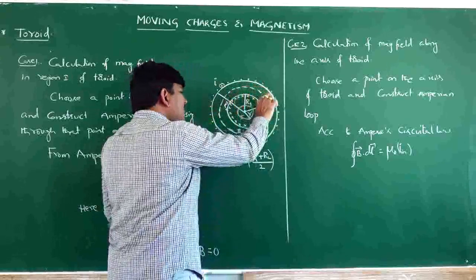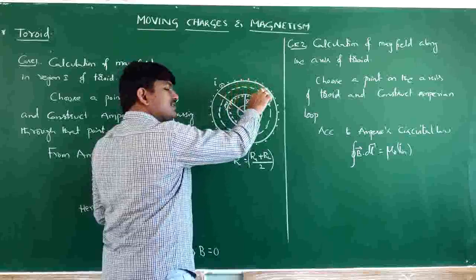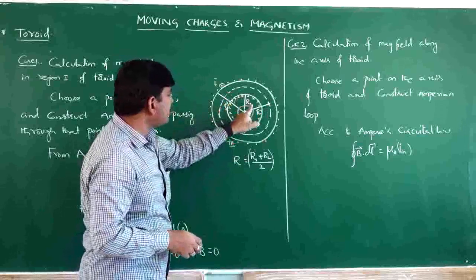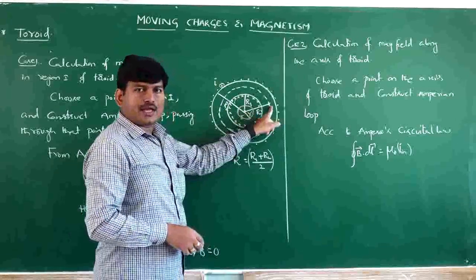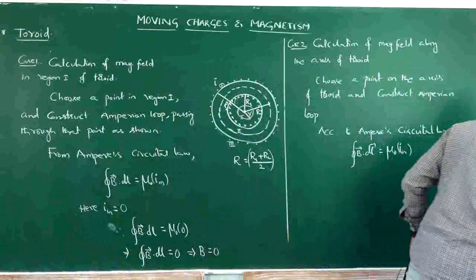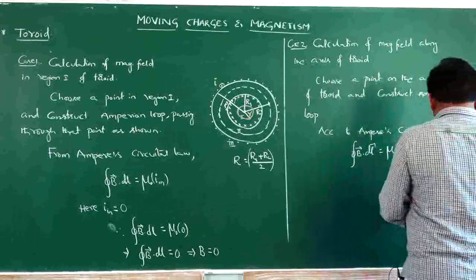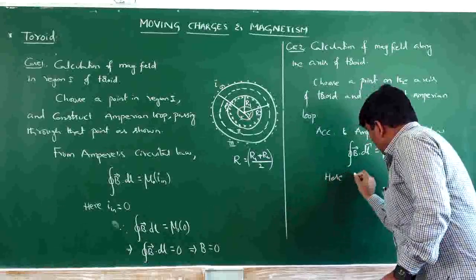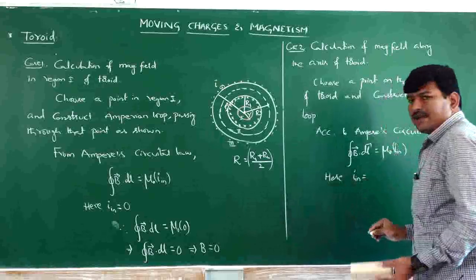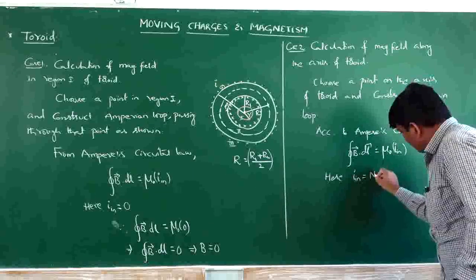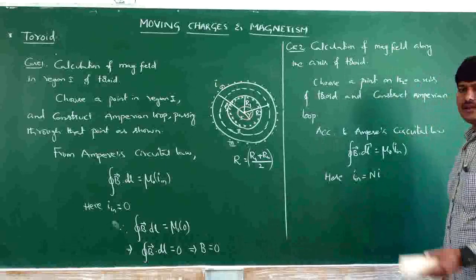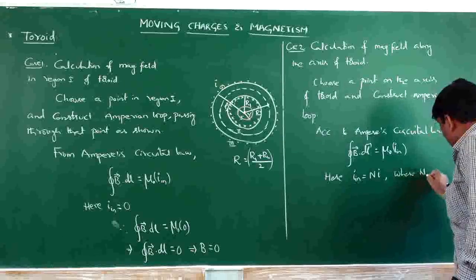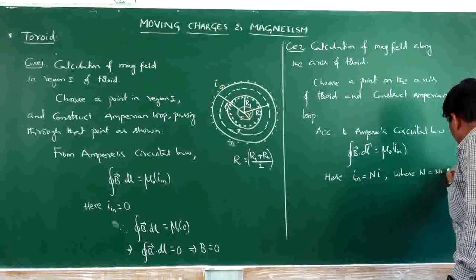What is the length of this Amperian loop? The length of this Amperian loop is nothing but its circumference. The circumference of this Amperian loop is 2 pi into capital R. Now, I inside is nothing but what? Here, I inside is equal to, let me choose capital N, the number of turns into the current through each turn, where capital N is the number of turns.